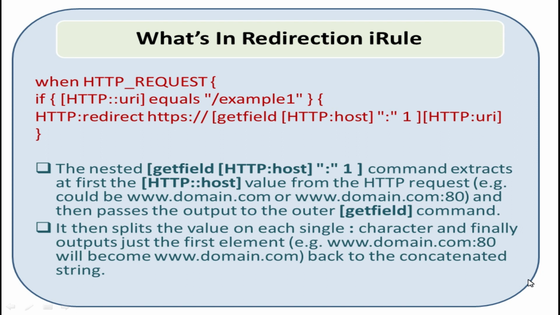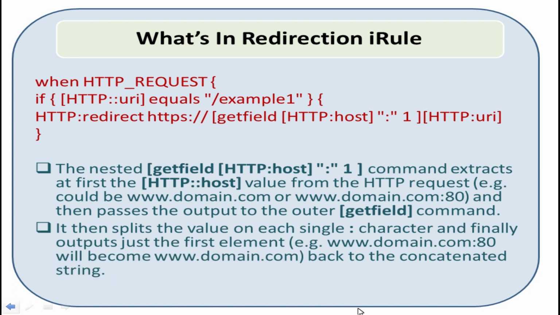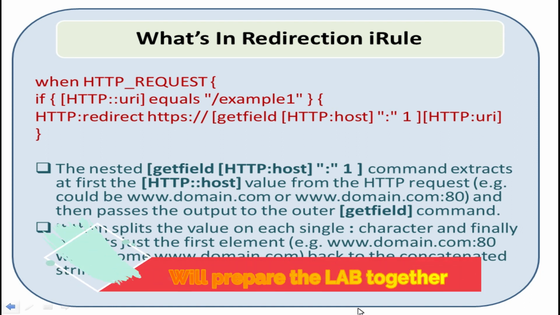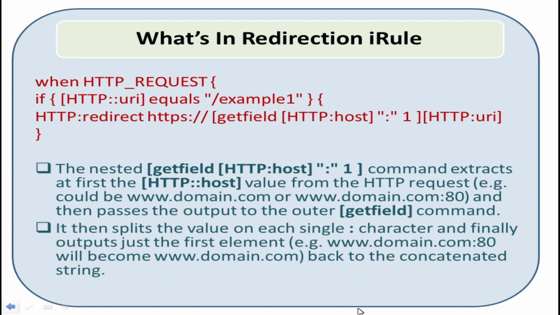So this is all the clarity about getField, how it splits the value on a specific character, that is colon over here, and if it is a non-standard port, it will remove that, and then the host and URI are concatenated again. This is how the redirection takes place in an iRule. But in today's video, as I told you, we are not going to use an iRule; we are going to achieve this task using a policy, and we will check how the policy will work.